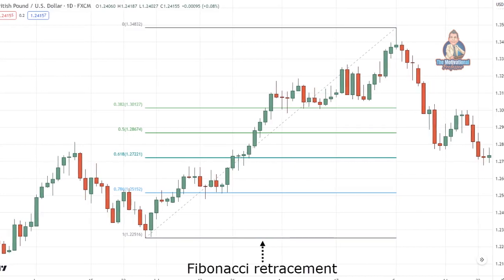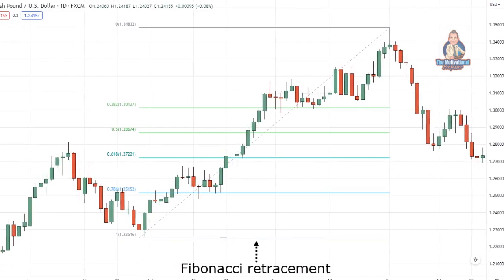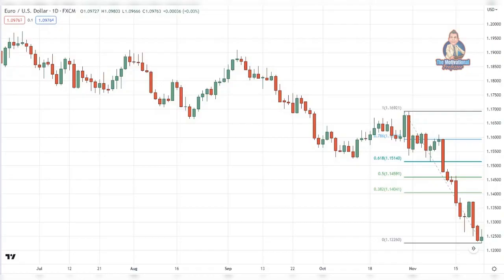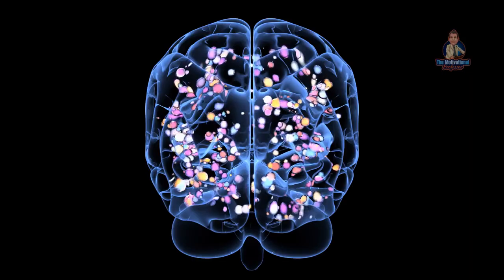What is Fibonacci retracement, and how does it work? In case you didn't know, the Fibonacci levels on your chart are not the Fibonacci sequence itself. You might be thinking, wait, what? So, where did those numbers come from? Good, you're asking the right questions. So, let me tell you where those numbers come from.